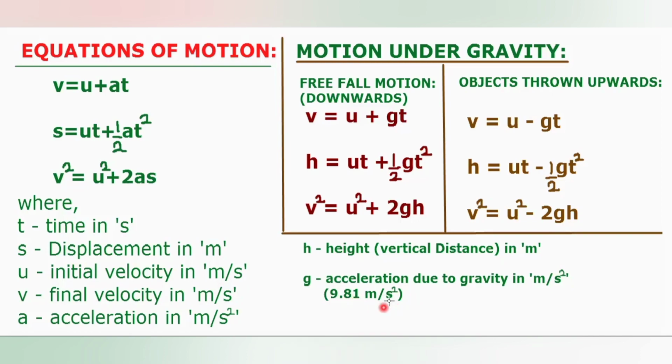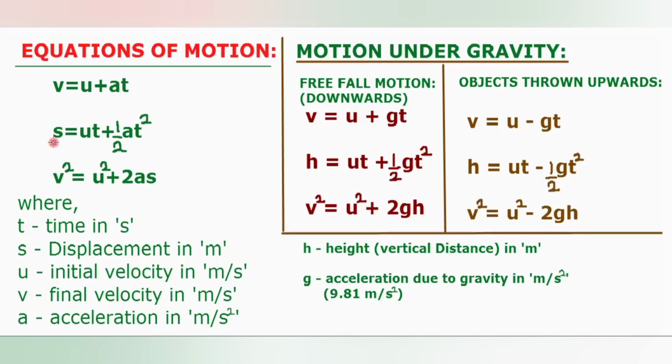Then, for an object thrown upwards against the gravity, instead of the linear acceleration a, we are going to use minus g, because it will be against the gravity.